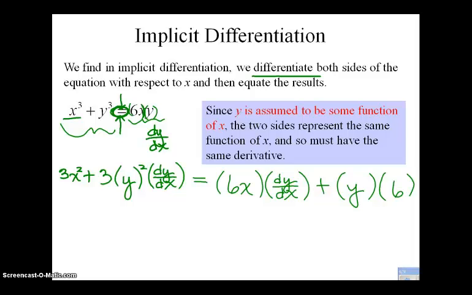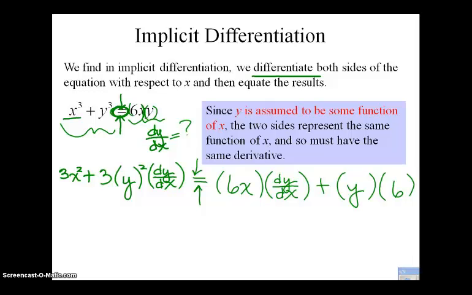Now this is still a true statement because I did the same mathematics on the left side as I did on the right side. So that is the only calculus step in this whole process of implicit differentiation. Now what did they ask us to find? They asked us to find dy dx. So all the rest of the steps are algebra steps.